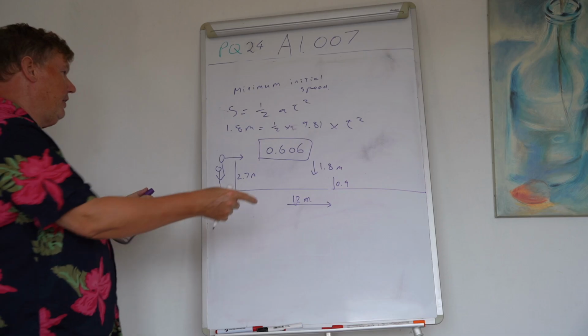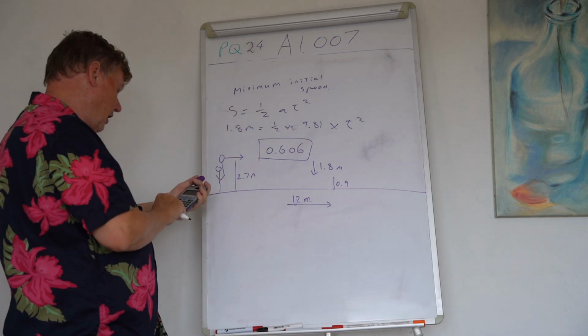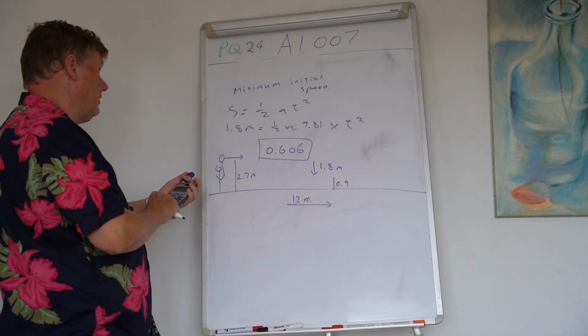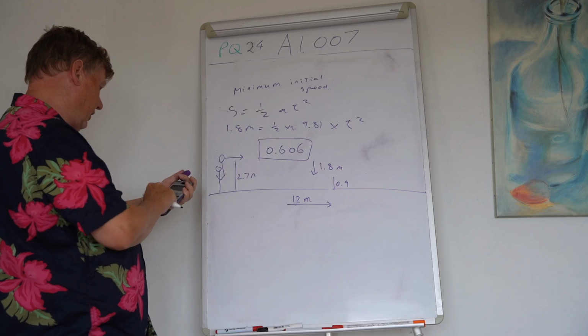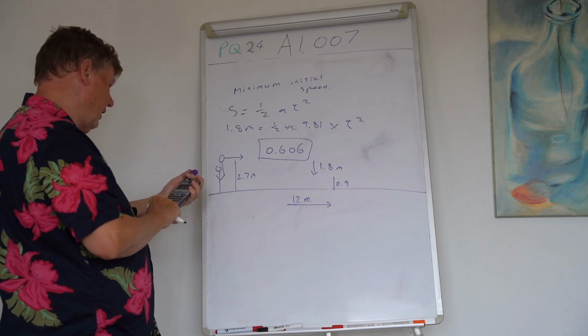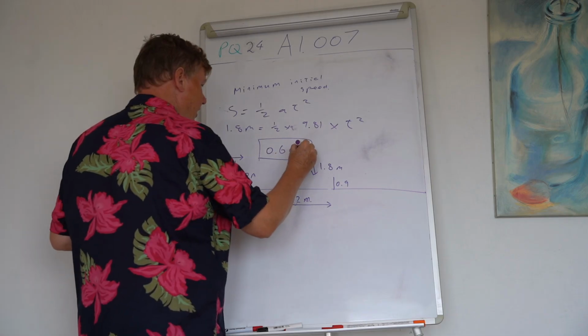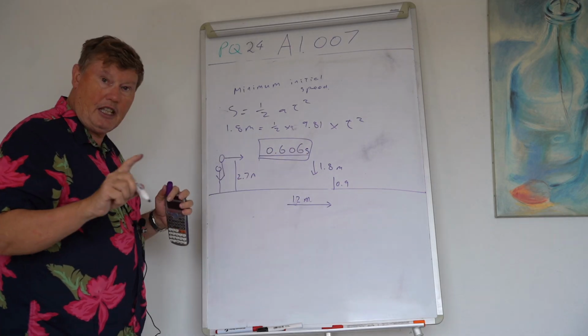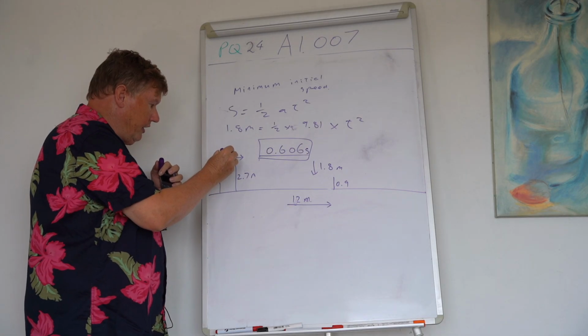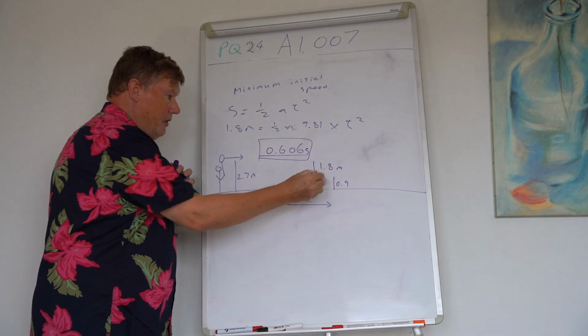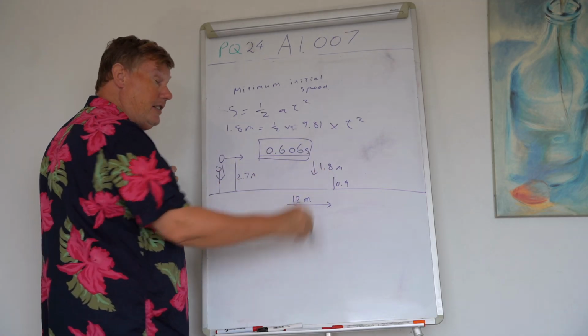Let's double check the number just to make sure everyone's happy here. A half times 9.8 times 0.606 squared, times 0.5, 1.8 metres, that's correct. So that is the time in seconds that it will take the ball to fall vertically to the height of the top of the net. So it better get there in that time, hasn't it?